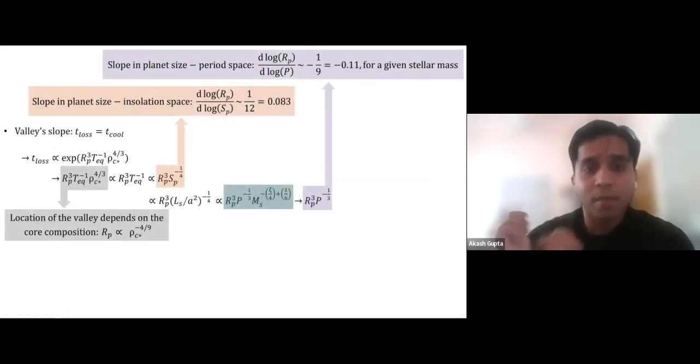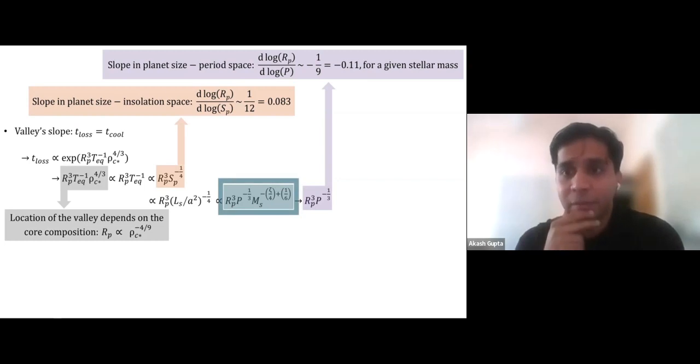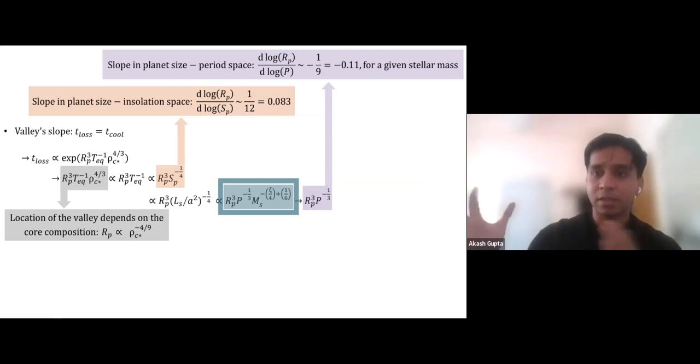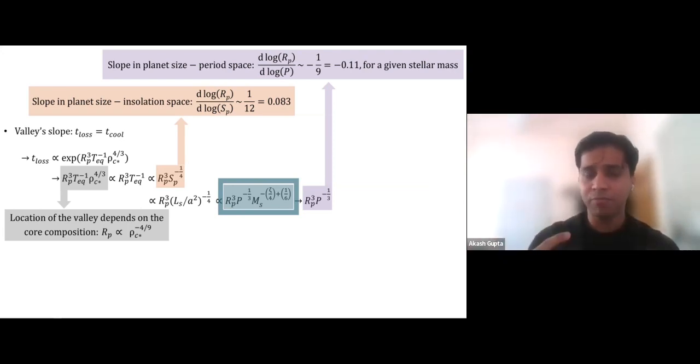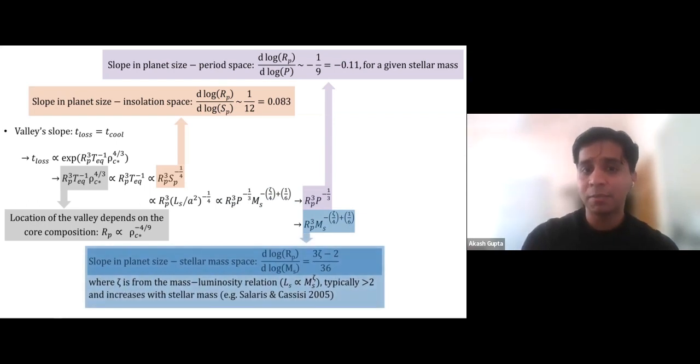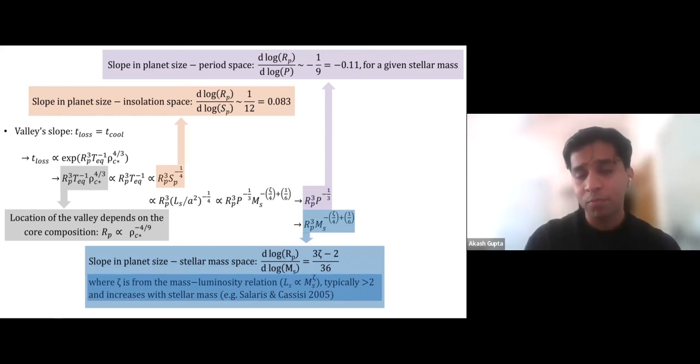Getting back to this expression, it tells us another interesting bit. If you were to assume that across stellar masses, the period distribution more or less stays the same, something that has been noted by CKS studies down to about 0.6 solar masses, then this tells us that the slope in the planet-size stellar mass space is simply a function of zeta, where zeta is from the mass-luminosity relation, has been observed to be typically more than 2 and to increase with stellar mass between 0.1 and 1 solar masses.